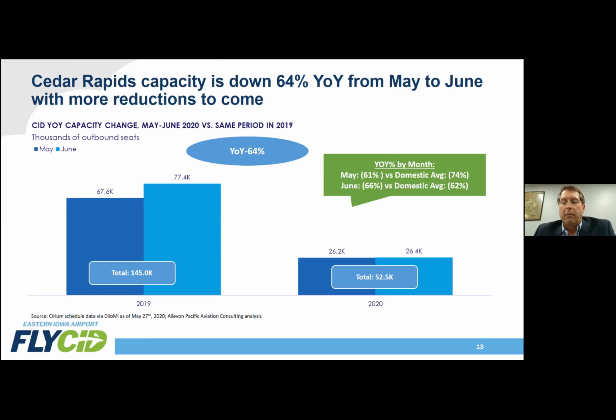So unfortunately, COVID hits, and we are now, as you can see to the right there, 2020, we've seen a seat decrease here in June of 66% from where we were a year ago. So 26,000 total seats versus 77,000.